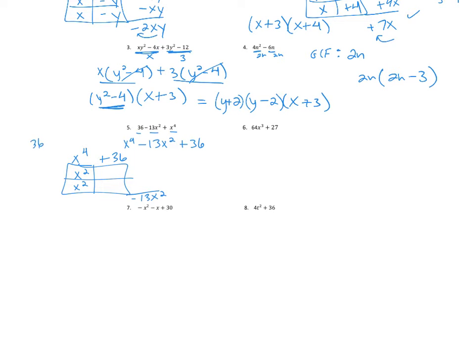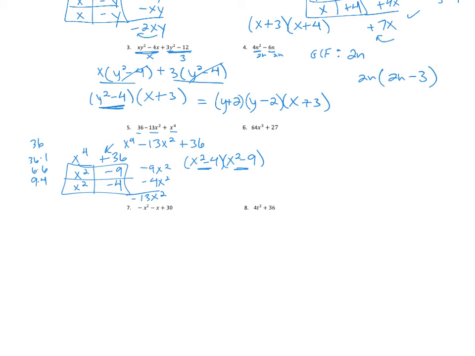And 36 can be 36 times 1, 6 times 6, 9 times 4. It might be 9 times 4 to get 13. Let's see. Same sign, both negative, so negative 9x squared and negative 4x squared. That works. So we have factors of x squared minus 4 and x squared minus 9.